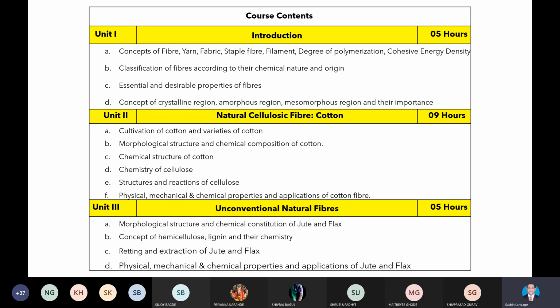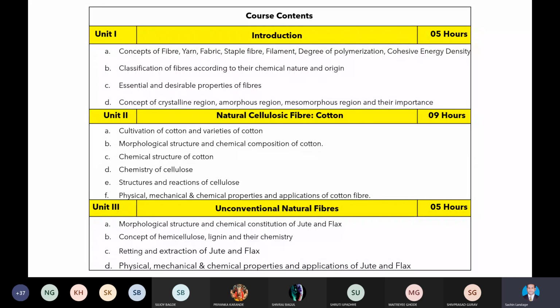Next, that is the chemical structure of cotton. Now, always there is a misconception between the chemical composition and the chemical structure. Chemical composition means what are the things over there, and chemical structure means how this particular polymer is there. Now, cotton is a cellulosic fiber. It means there will be the cellulose structure, in detail we are going to study.